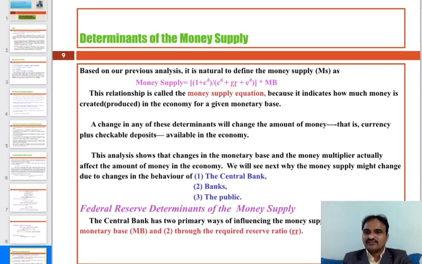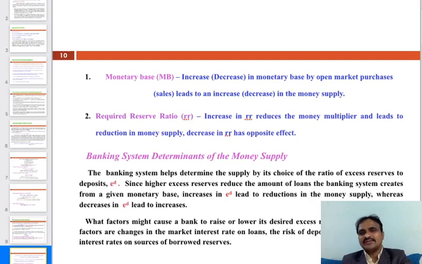We will see next why the money supply might change due to changes in the behavior of the central bank, the banks, and the public. First we discuss the central bank, which you can call the Federal Reserve, as a determinant of the money supply. The central bank has two primary ways of influencing the money supply: first through the monetary base, and second through the required reserve ratio. What is the monetary base? The monetary base is increased or decreased by open market operations; sales or purchases lead to an increase or decrease in the money supply. Required reserve ratio RR: increasing RR reduces the money multiplier, which leads to a reduced money supply. Decreasing RR has the opposite effect.